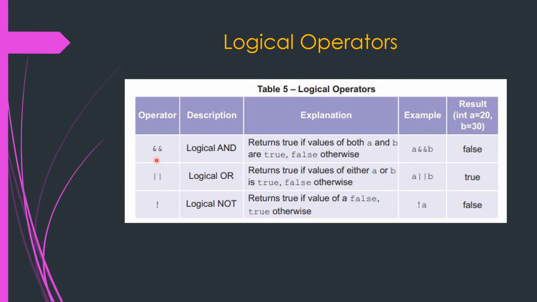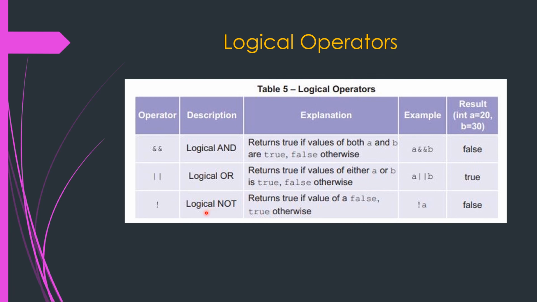Then is logical OR. This is the symbol for logical OR. It returns true if the value of either A or B is true, false otherwise. Suppose you have been given two conditions A and B, and if any one of them is correct, either A is correct or B is correct, then it will return true, and if none of them is correct, it will return false.